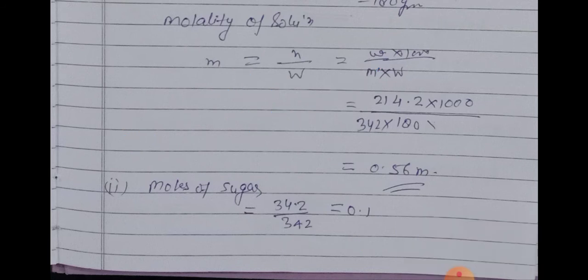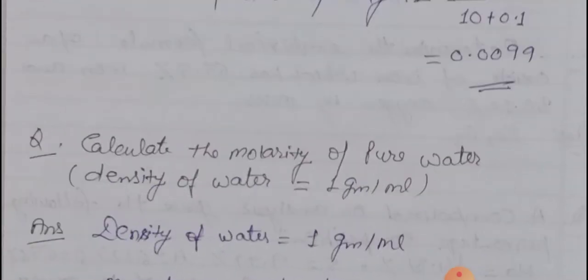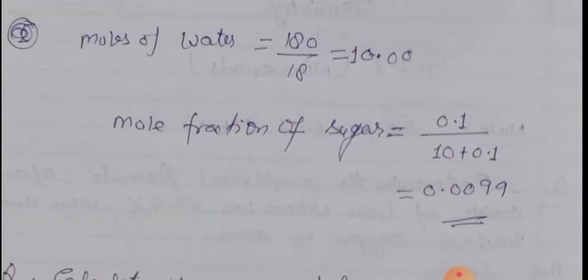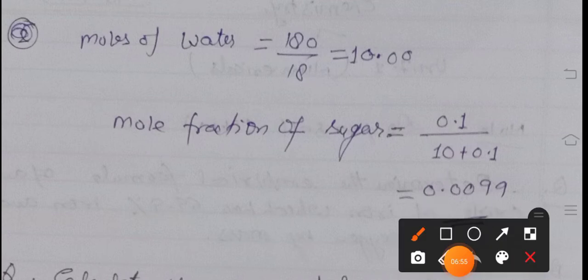Similarly, the number of moles of solvent, that is water. The weight of solvent in this question we have already calculated: weight of solvent equal to 180. Molecular weight of water equal to 18. Then dividing, we got the answer 10. Number of moles of water equal to 10.